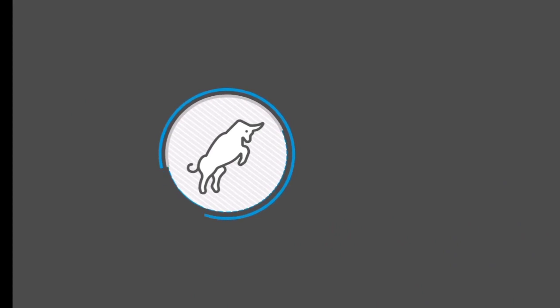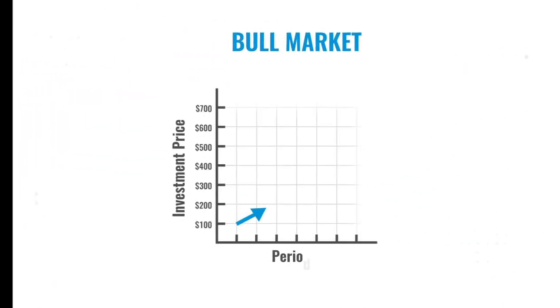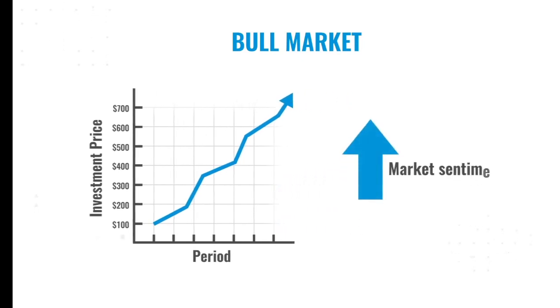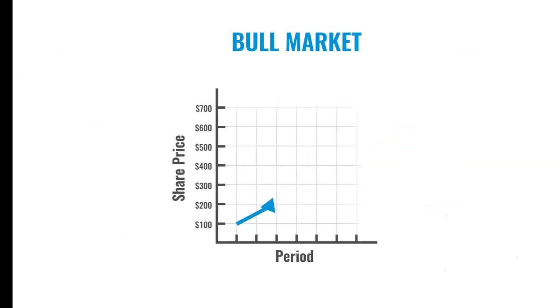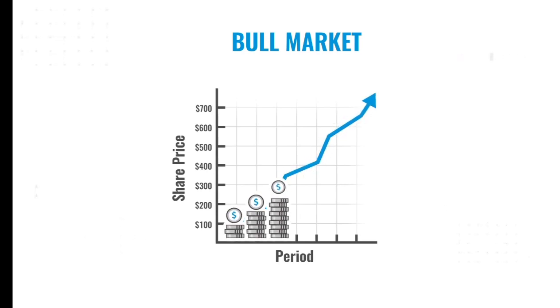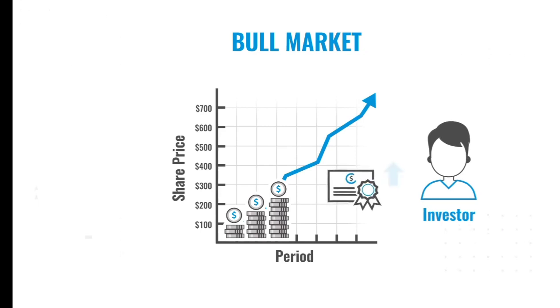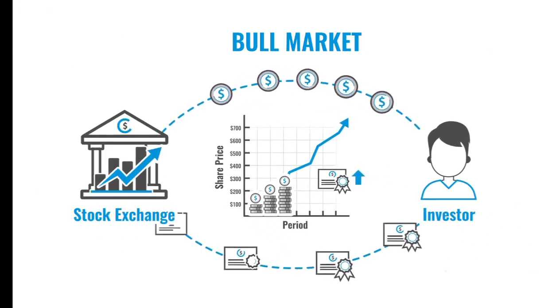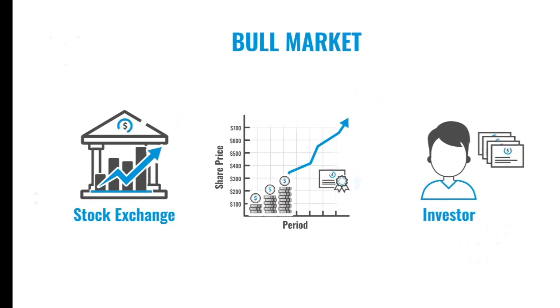Bull market. A bull market occurs when investment prices are increasing for a sustained period and the market sentiment is positive. It is the time when share prices are rising because the economy is doing well. Investors are confident that share prices will rise, and therefore they tend to buy more shares. Such investors are called bulls.